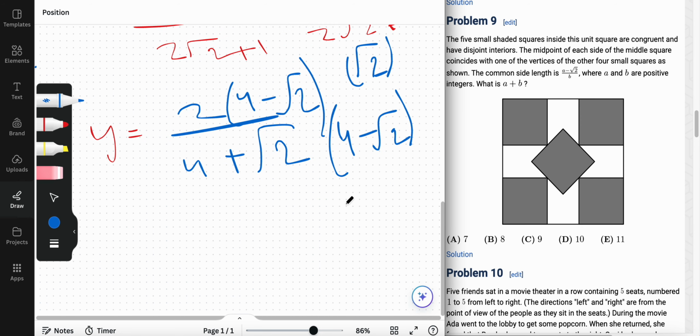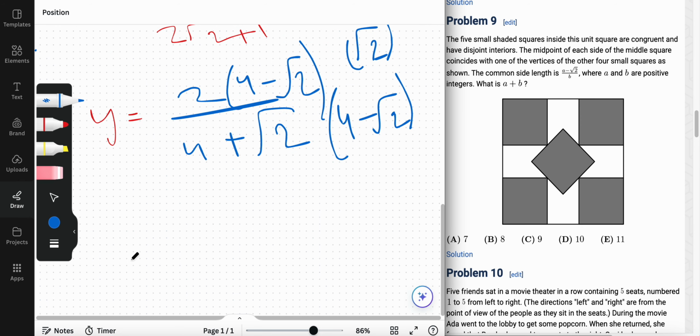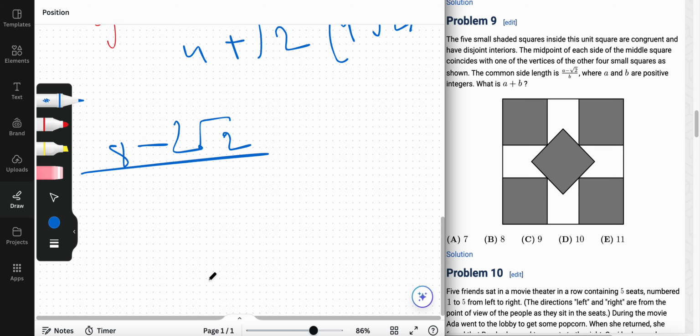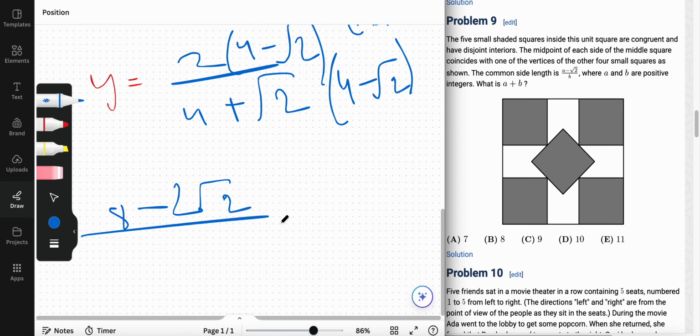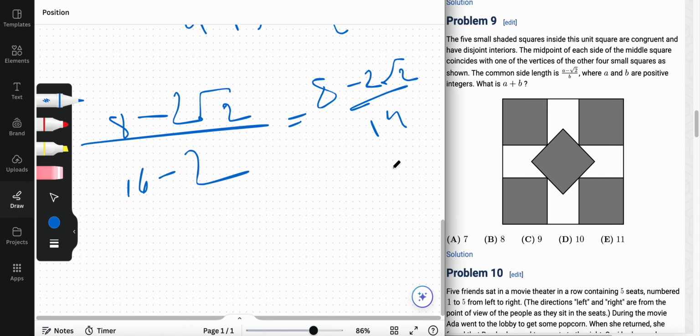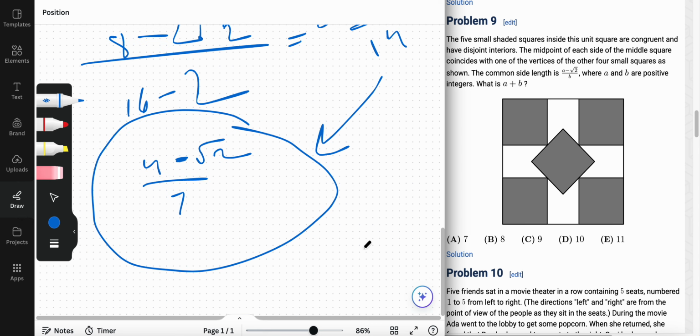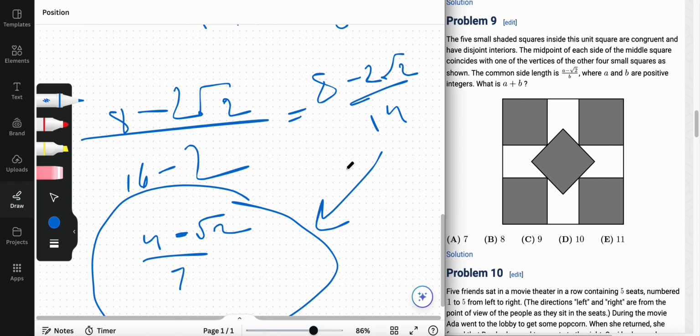So I get that 8 minus 2 root 2 over 16 minus 2. This is 8 minus 2 root 2 over 14. Divide everything by 2, I get that 4 over 7 and then minus root 2, right? Isn't that what it should be? Divided by 2, 4. Yeah, I think that's it.